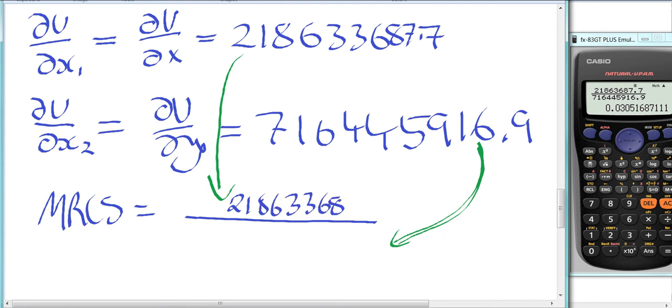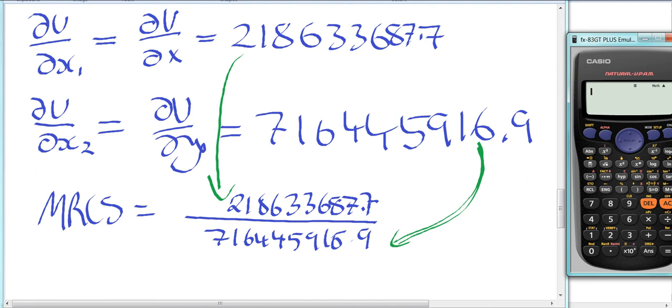218,633,687. Again, sorry for this silly number. 716445916.9. Okay, whatever. Right, throw it into the calculator. We have 218,633,687.7 over 716445916. Yeah, whatever. Okay. 0.3. That's perfect.